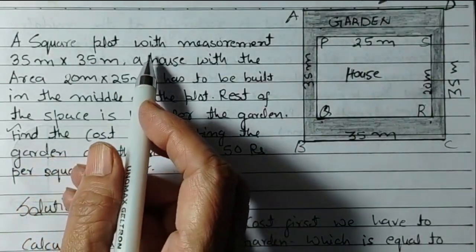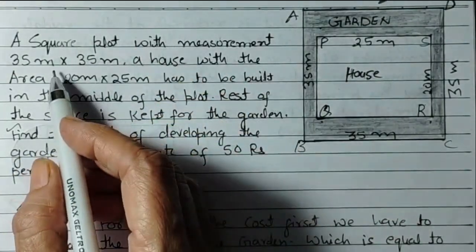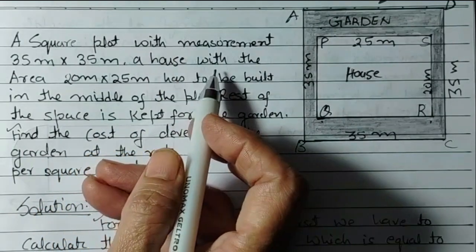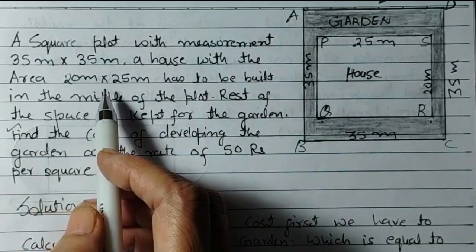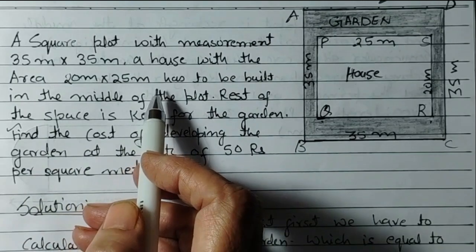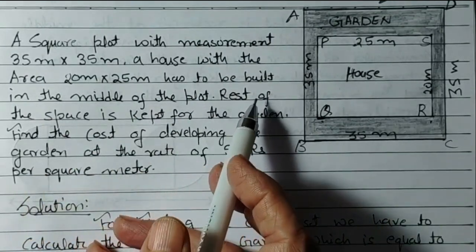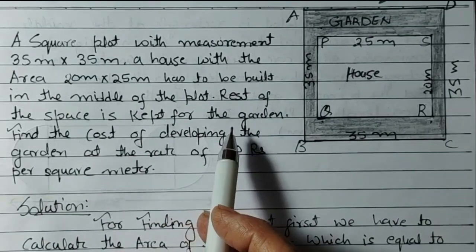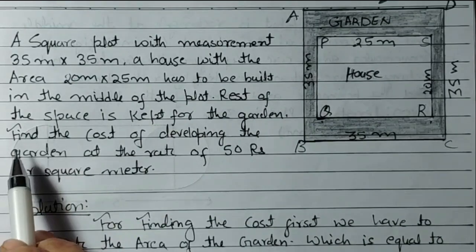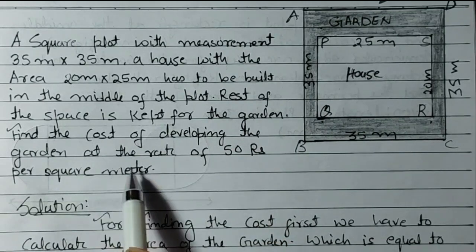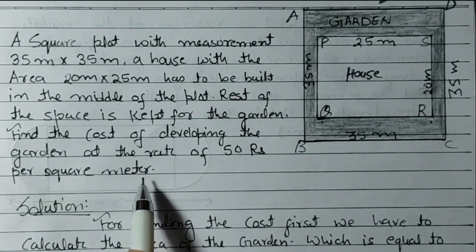A square plot with measurement 35 meters by 35 meters is there. A house with the area 20 meters by 25 meters has to be built in the middle of the plot. Rest of the space is kept for the garden. Find the cost of developing the garden at the rate of 50 rupees per square meter.